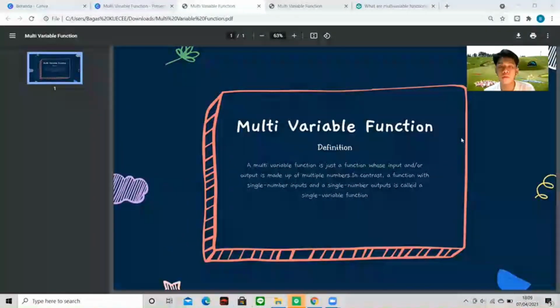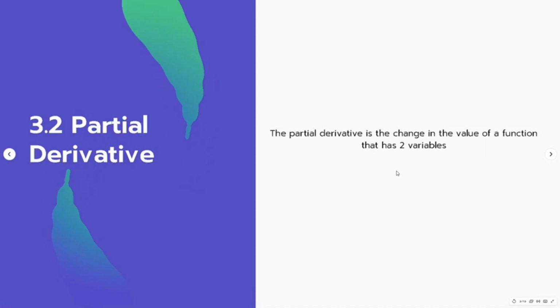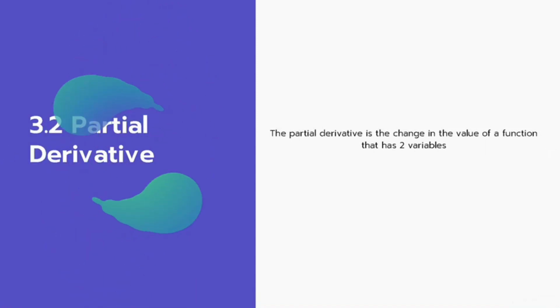A multivariable function is just a function whose input and/or output is made up of multiple numbers. In contrast, a function with single number inputs and single number outputs is called a single variable function. Moving on to the next topic, that is partial derivative. In short, the partial derivative is a change in the value of a function that has two variables.